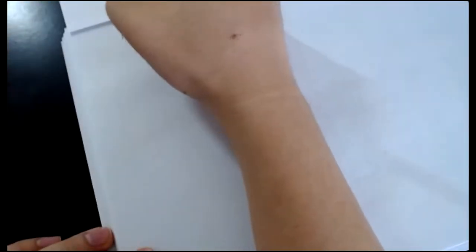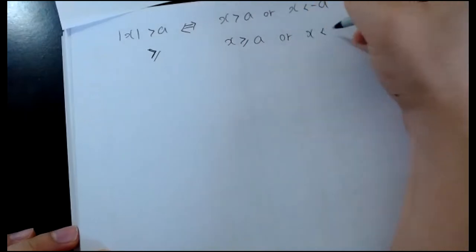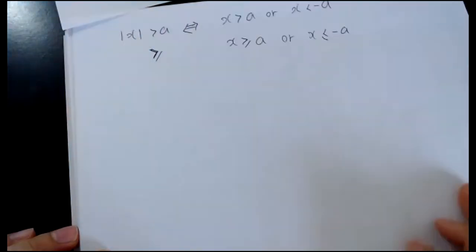So here, the absolute value of x is greater than a, equivalent to the compound inequality x is greater than a, or x is less than negative a. What if we got greater than or equals? Then we're going to get the compound inequality x is greater than or equals a, or x is less than or equals negative a. Okay, keep in mind this.